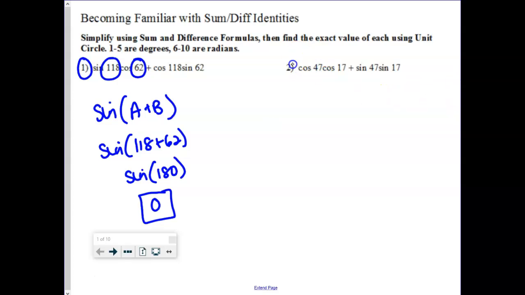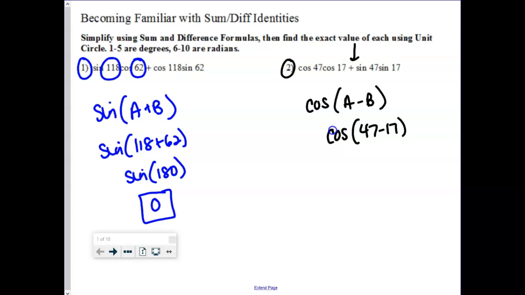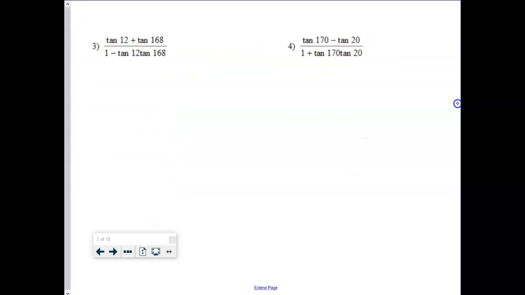The next problem here, number 2, it goes cosine, cosine, sine, sine, which is the pattern for the cosine formula. But cosine's weird because it has the opposite sign in the formula. So this is really the cosine of a minus b, which would condense down to 47 minus 17, better known as cosine of 30. And what is the cosine at 30? Square root of 3 over 2. So, those are degree ones.